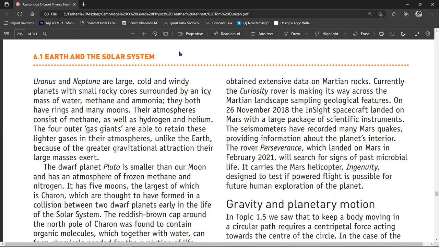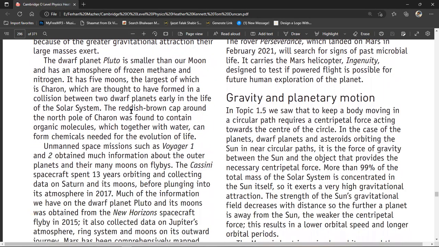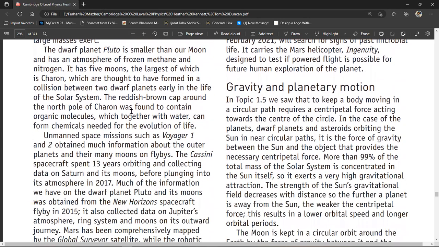Unlike the Earth, because of the greater gravitational attraction their masses exert. The dwarf planet Pluto is smaller than our moon and has an atmosphere of frozen methane and nitrogen.